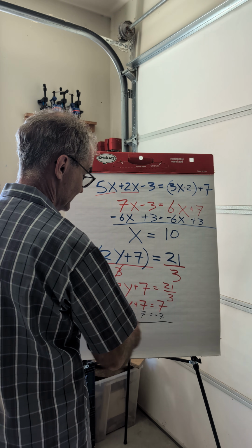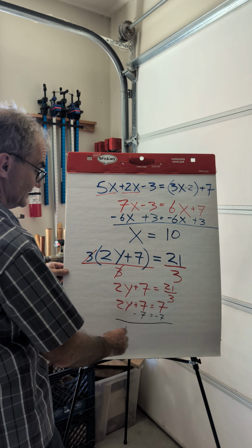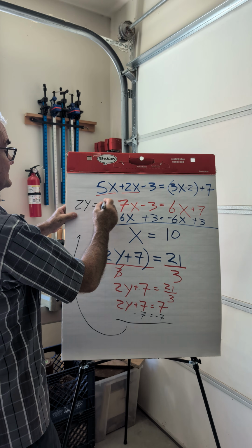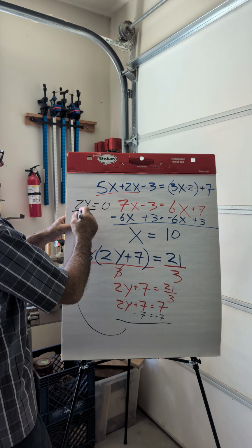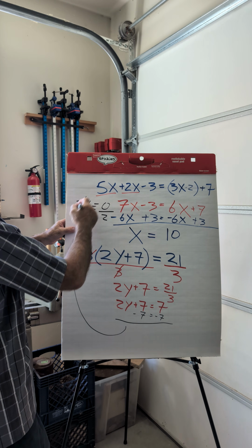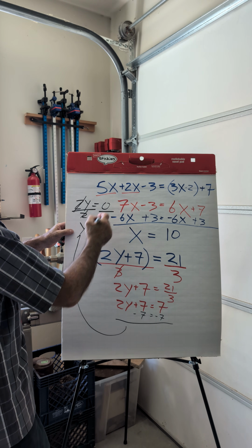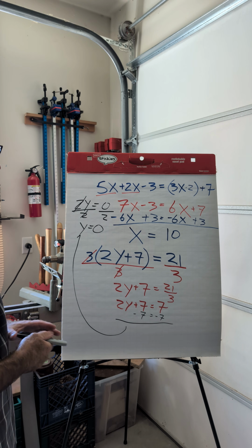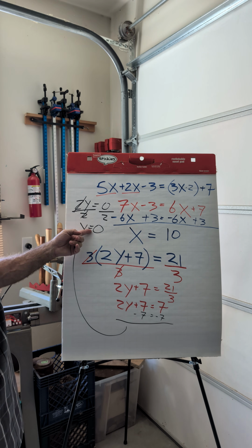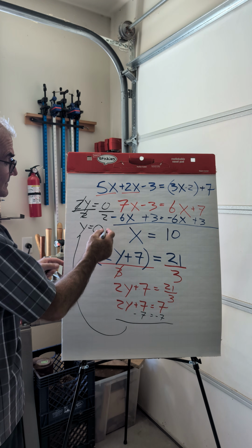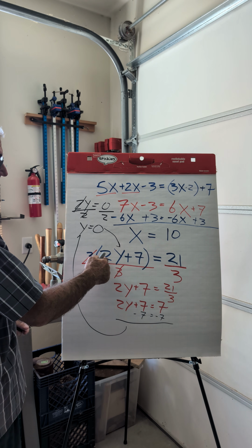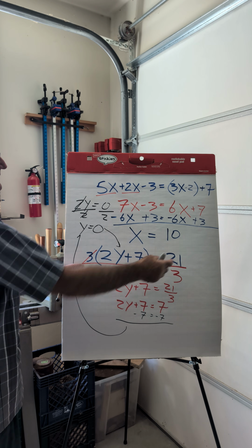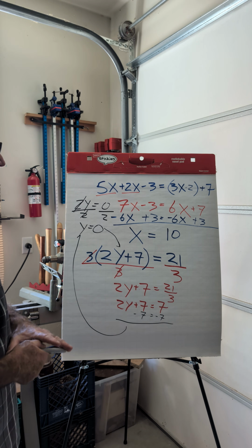Run out of room here. I think I'll move it up to here. That's going to give me 2y is equal to 0. Divide both sides by 2. These cancel. Y is by itself. 0 divided by anything is 0. My solution is 0. Let's see if that even works. I take that 0 and I plug it in here. 0 times 2, 0. 0 plus 7, 7. 7 times 3, 21. That's what I was asked to solve.